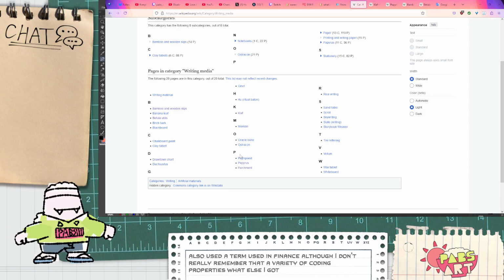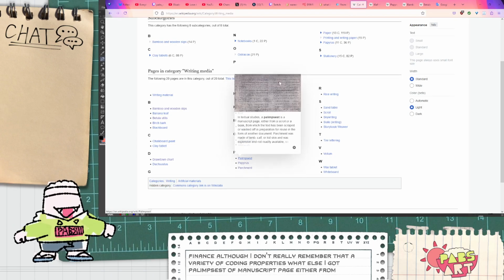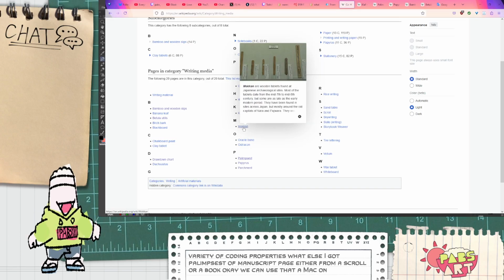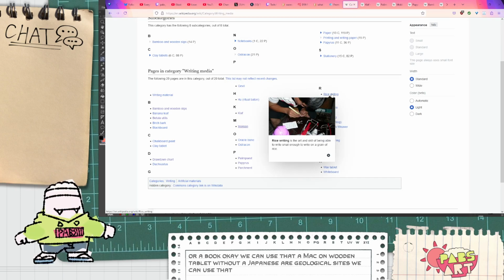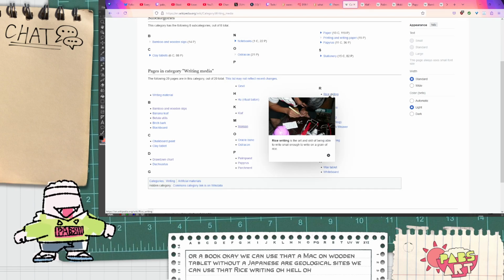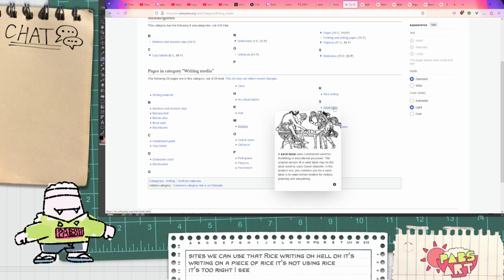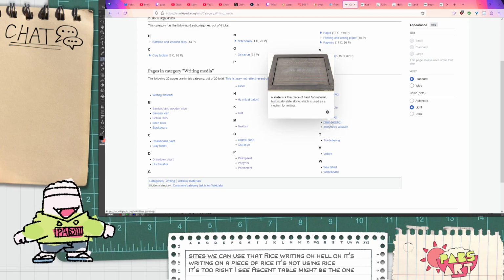What else we got? Palimpsest. A manuscript page either from a scroll or a book. Okay, we can use that. A mokkan. Wooden tablets found at Japanese archaeological sites. We can use that. Rice writing? Oh, hell. Oh, it's writing on a piece of rice. It's not using rice to write. I see. A sand table might be the one. A slate might also be the one.